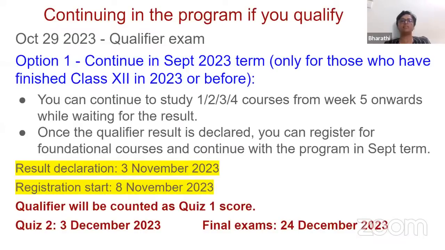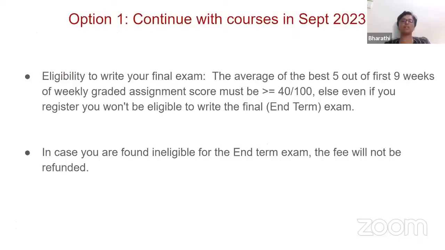So this is what I said. If you want to continue in the program, then option 1, you start registering to courses 1, 2, 3, 4 courses. And result declaration is there, registration there. You'll write quiz 2 on 3rd December and final exam on 24th December. So many of them we have seen, at least 80% of those who qualify actually join the courses immediately. They start the courses, complete weeks 5 to 12 directly, and then they do the quiz 2 and final exam and pass it. So this is option 1.